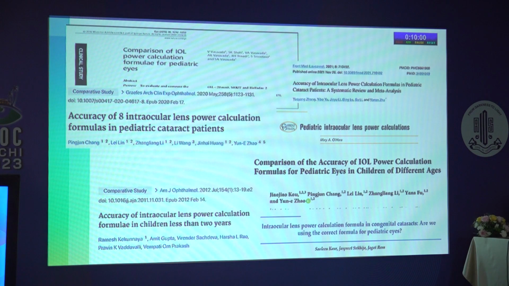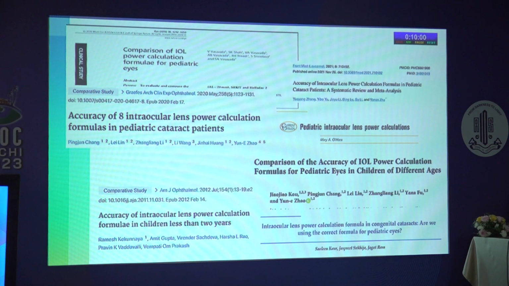Some comparison of accuracy of IOL power calculation. A lot of papers are there. The SRKT formula has been found to be universally accepted for any microphthalmic and large eyes also. But Hoffer Q is better in small eyes, but we do SRK2.